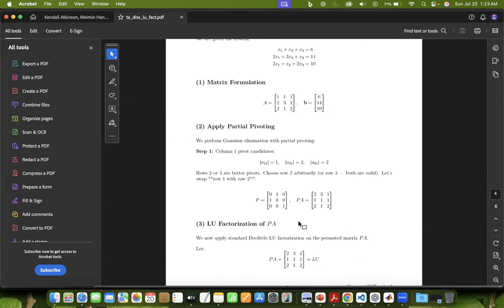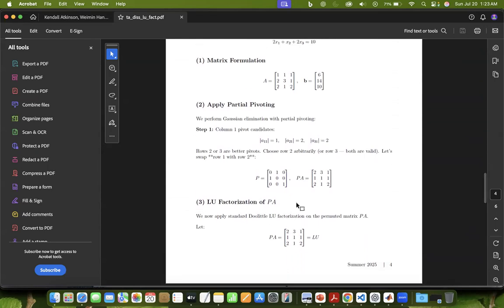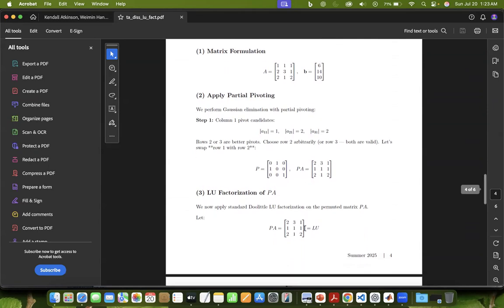Once we are satisfied with this operation, the way we check the maximum condition is that for each i, let's say i equals 1, you see if all the elements below that are smaller than this. So for i equals 1, 1 and 2 are smaller than 2. Okay, that makes sense. For i equals 2, 1 is smaller than 1. That also makes sense.